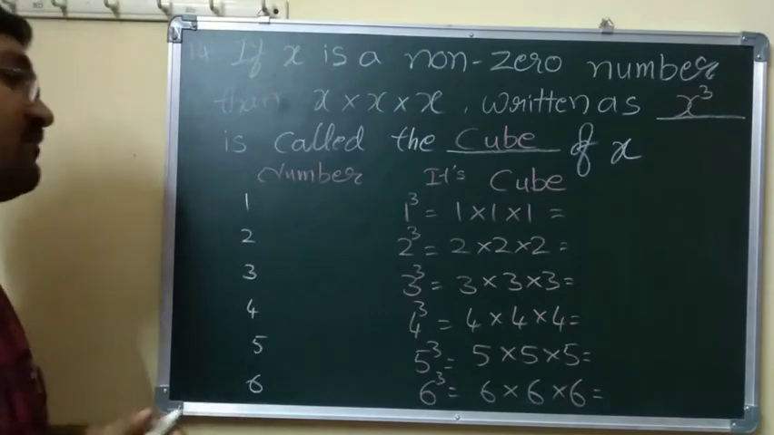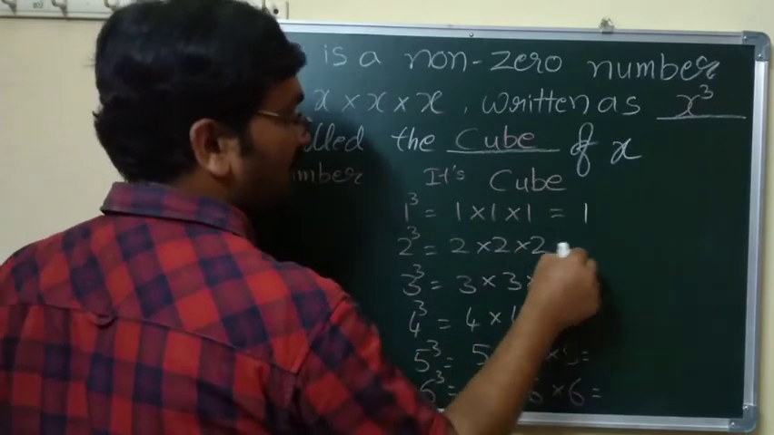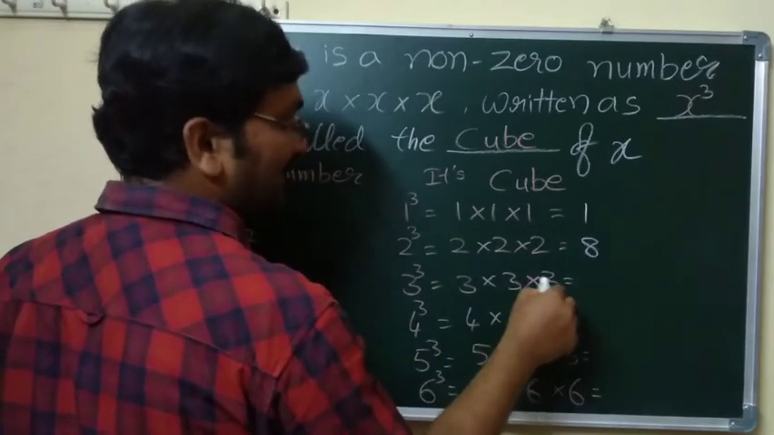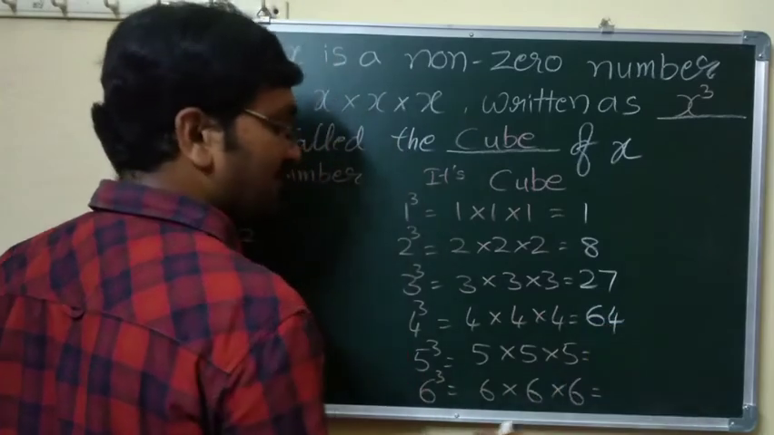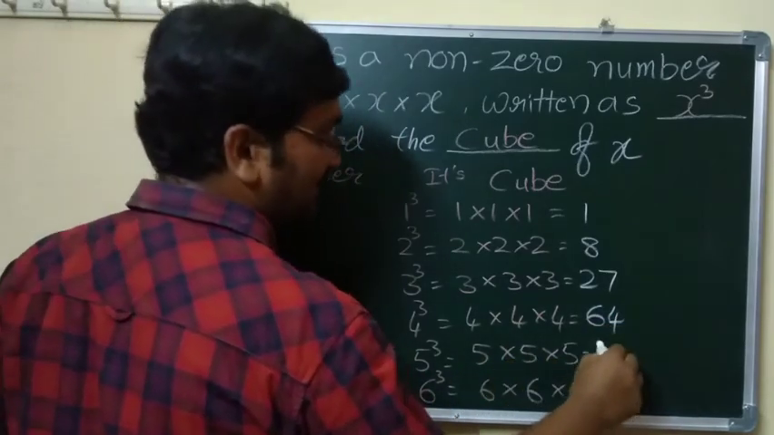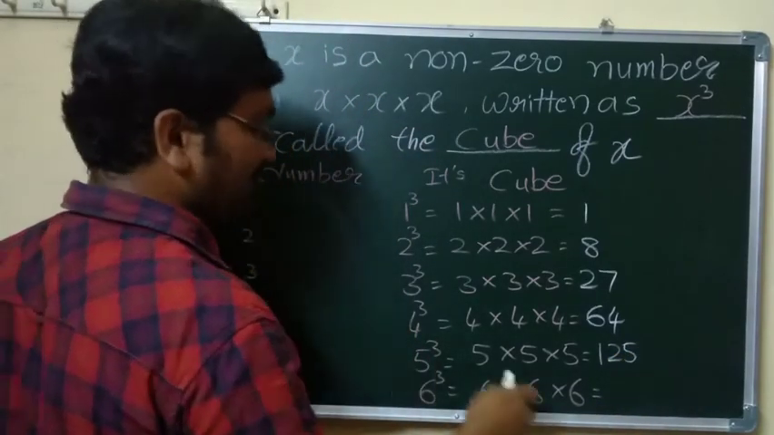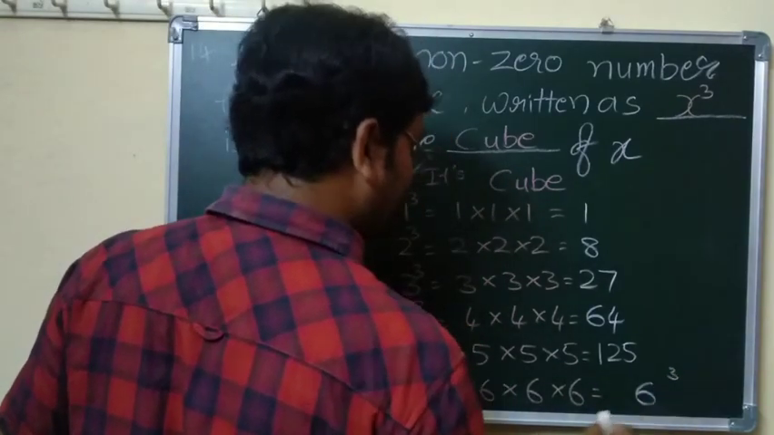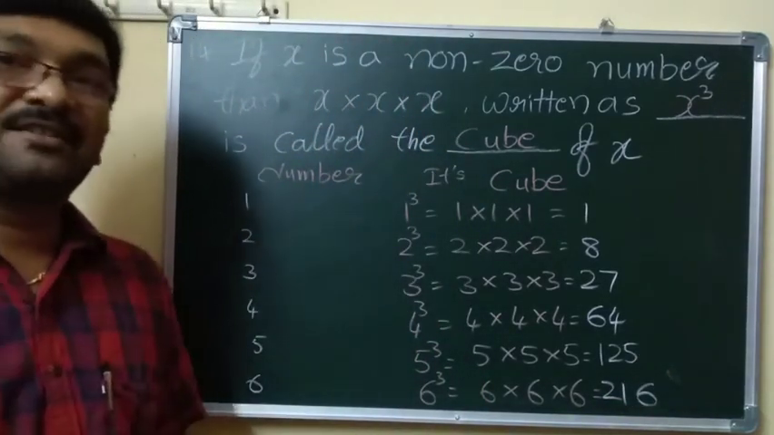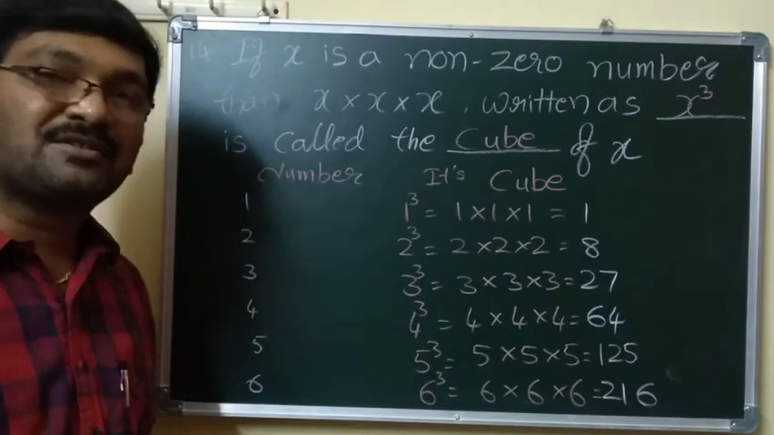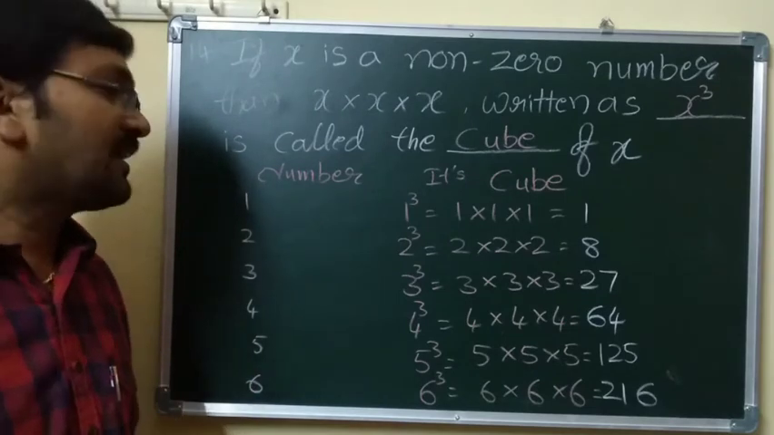Now we'll go for the answers. 1 into 1 is 1. 1 cube is 1. 2 twos are 4, 4 twos are 8. 3 threes are 9, 9 threes are 27. 4 fours are 16, 16 fours are 64. 5 fives are 25, 25 fives are 125. 6 sixes are 36, 36 sixes are 216. You can do it by calculation, or otherwise you can remember them. Also 7 cube, 8 cube, 9 cube, and 10 cube, you can write.